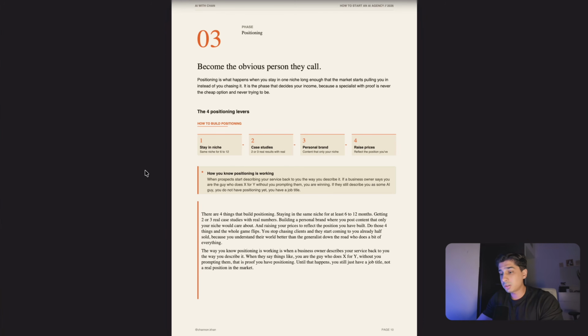But if they still describe you as some AI guy, that describes it. You don't have a single positioning yet. You have a job title. You're kind of known as a freelancer at this point, right? Now, again, as I mentioned, there are 4 things that build the positioning. You need to stay in the same niche 6 months, etc.